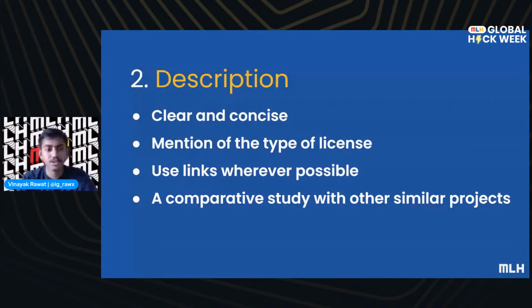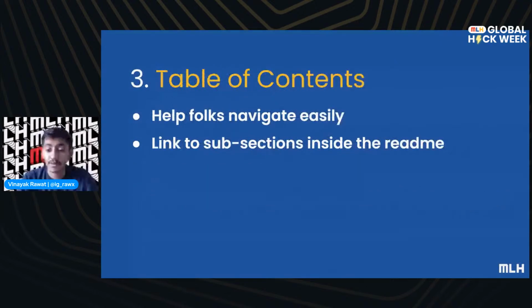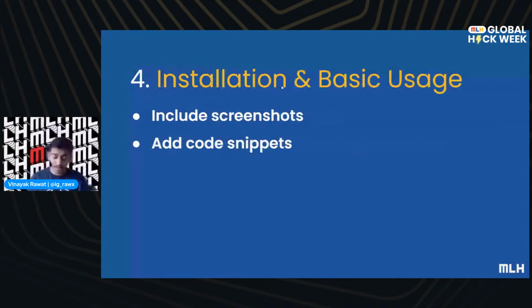They have mentioned the type of license. They've used links wherever possible. It can be links of blogs, or links of the servers, or a link to getting started. They've also made a comparative study with other similar projects if required. The table of contents was at the start, which I mentioned: if you have ever visited a Wikipedia page, that's why it's so important. Then installation and basic usage were clearly visible. You can include screenshots or add code snippets.